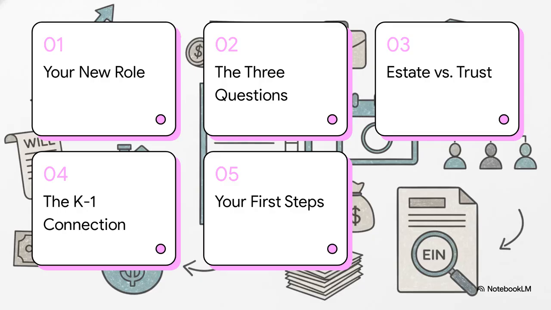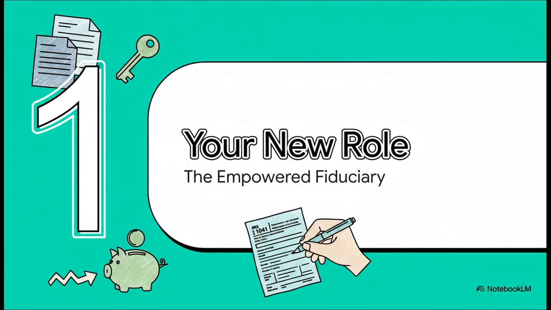Okay, to make this all super simple, we've broken it down into 5 clear sections. We'll start with what your new role actually is, then we'll break down the form into 3 big questions, clarify the difference between an estate and a trust, talk about the crucial K-1 form, and then we'll finish with some practical steps you can take right away. First up, let's talk about you.